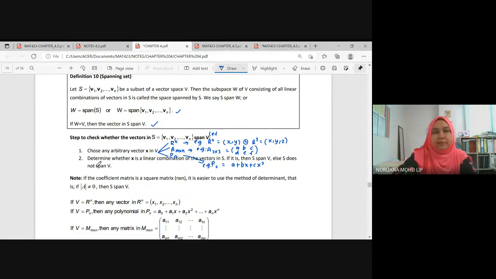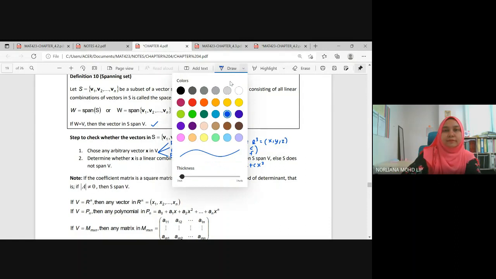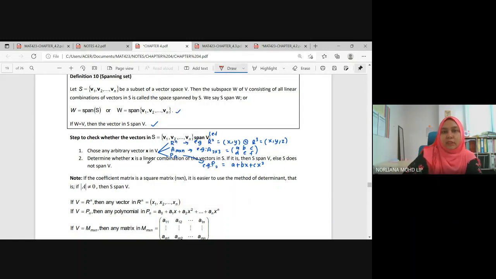Then the second step: determine whether x is a linear combination of the vectors in S. We use the previous definition. What is the linear combination? Second step, we apply the linear combination from the previous subtopic. If it is, then S spans V, or else S does not span V. So you need to put it into the linear combination equation.